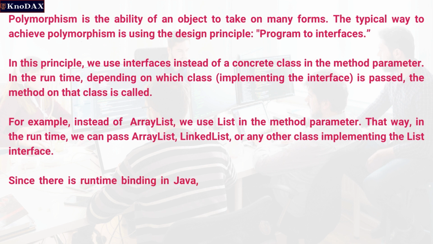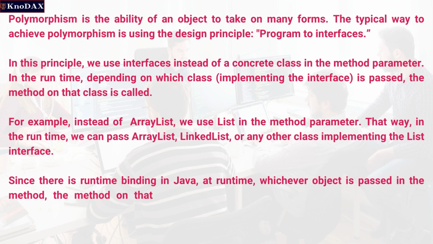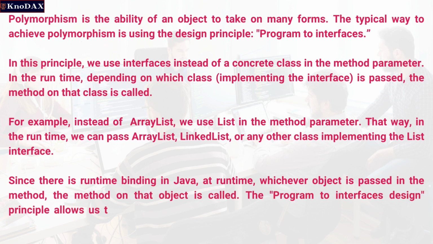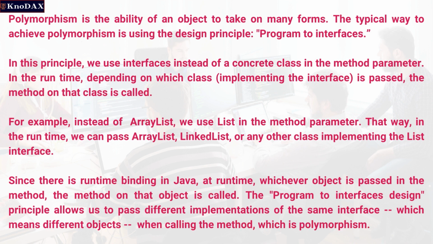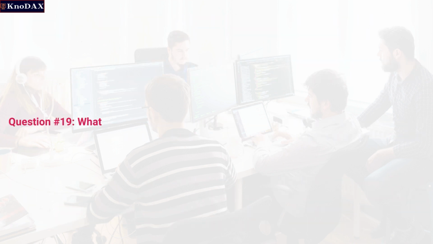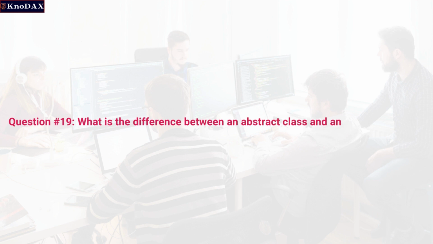Since there is runtime binding in Java, at runtime, whichever object is passed in, the method on that object is called. The program to interfaces design principle allows us to pass different implementations of the same interface, which means different objects, when calling the method. This is polymorphism.